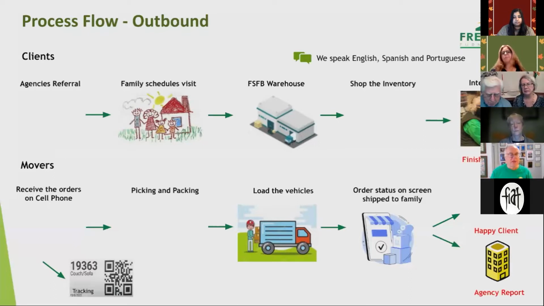Then the movers take over. They receive the orders on their cell phones. They use their cell phones to pick materials out of our inventory using the QR code. That also identifies for us who picked it, when they picked it, where it went. Everything's picked and packed. We load their vehicle at our station, and then we close out the order, and hopefully from that we've got a happy client, and we also generate reports back to our agency partners.